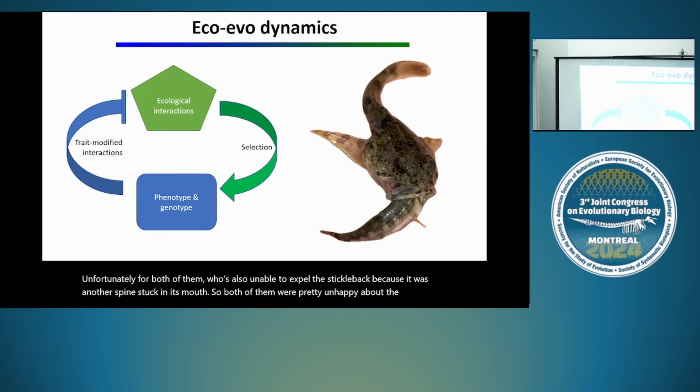But in principle, that can generate selection on a phenotype like spines. That phenotype then moderates the outcome of those interactions, changing the nature of the ecological interactions, changing species abundance. So you get this feedback loop, eco-evo dynamics.